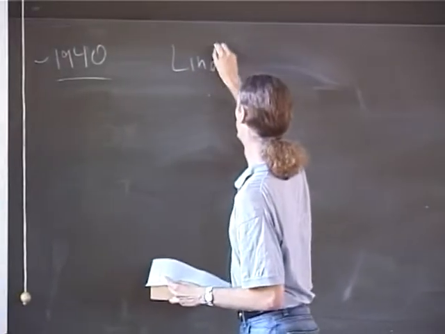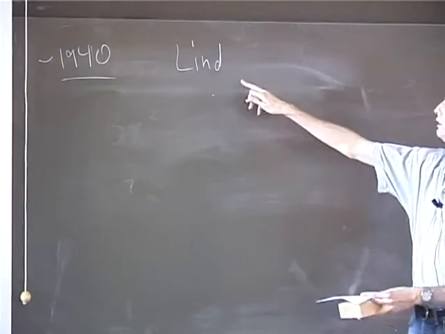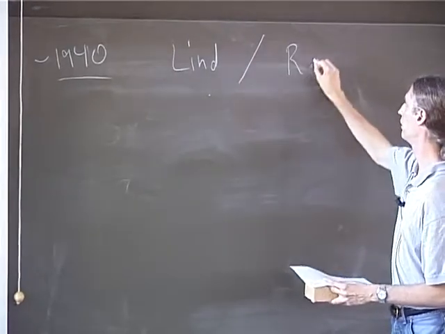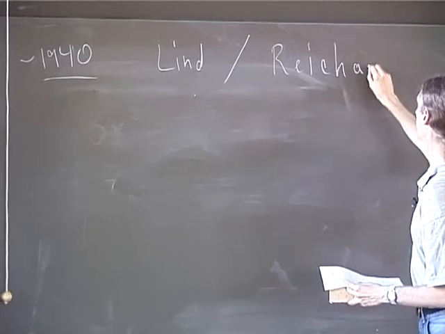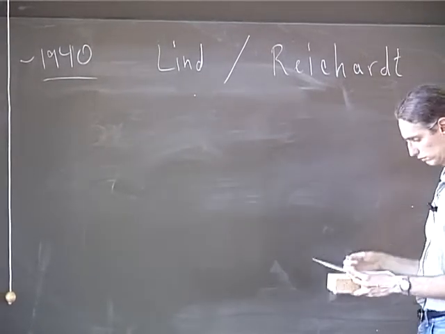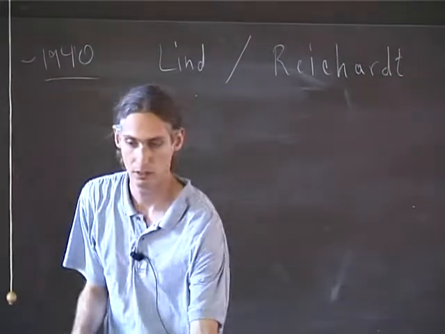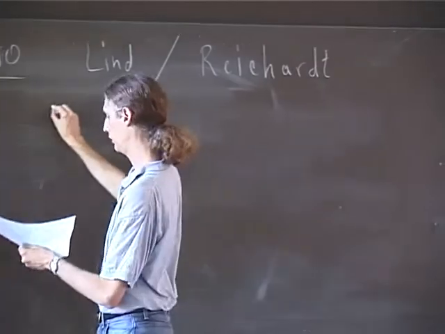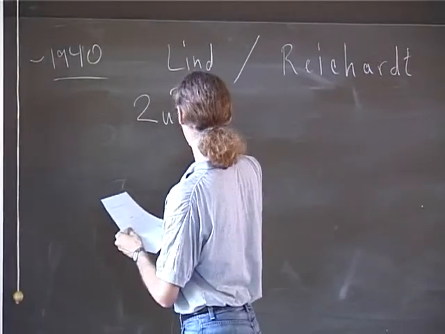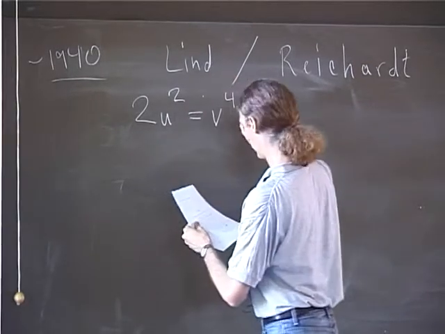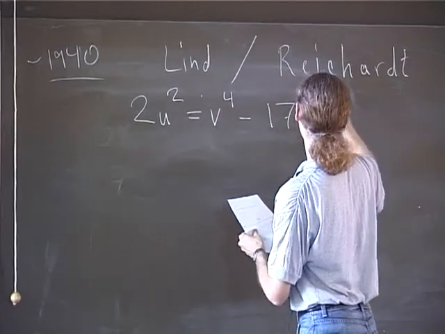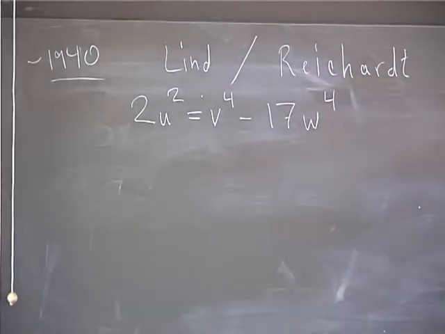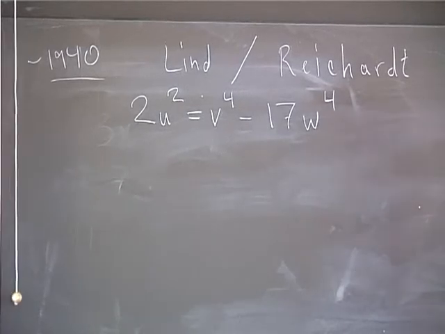So, due independently to two people, Lind and Reichert. And it's a weighted homogeneous equation. So again, we see non-trivial solutions, and this has no.